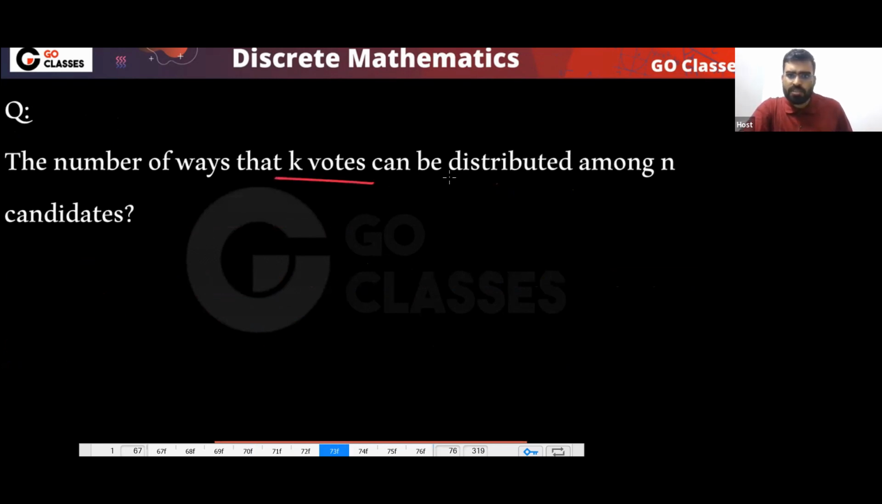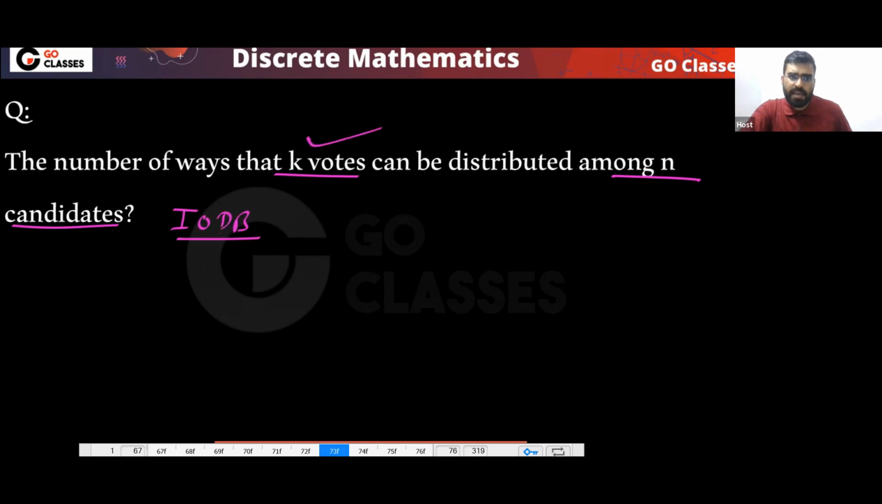Number of ways k votes can be distributed to n candidates. There are total k votes. You want to distribute them to n candidates. Which problem is this, DODB or IODB? Votes are same or different? In any election, it's like there are 10 votes. Only the number of votes matters to you. So this is your IODB problem.